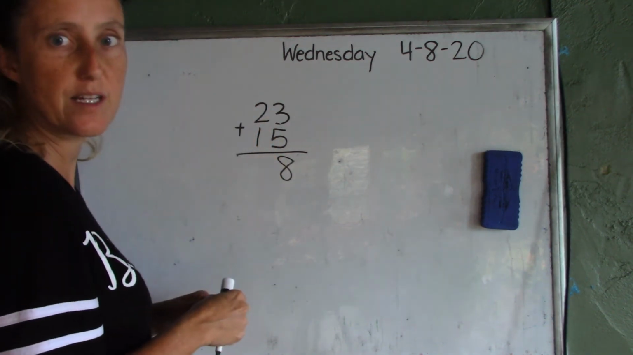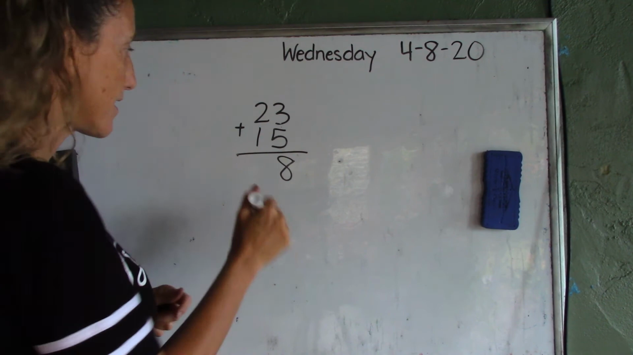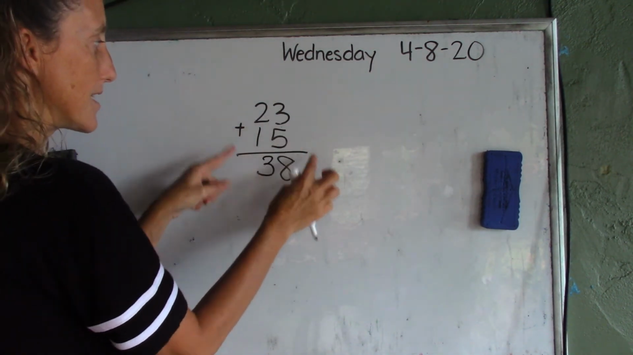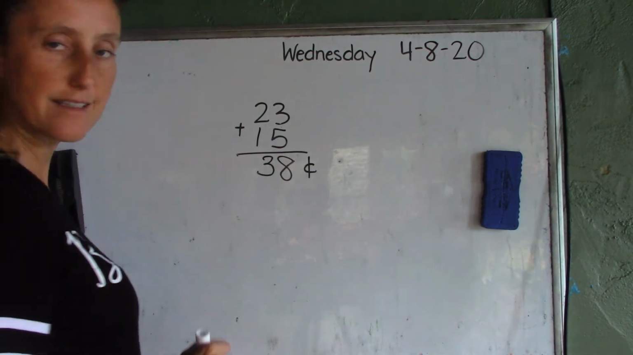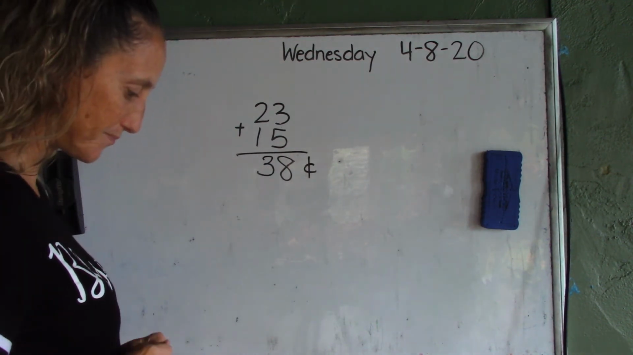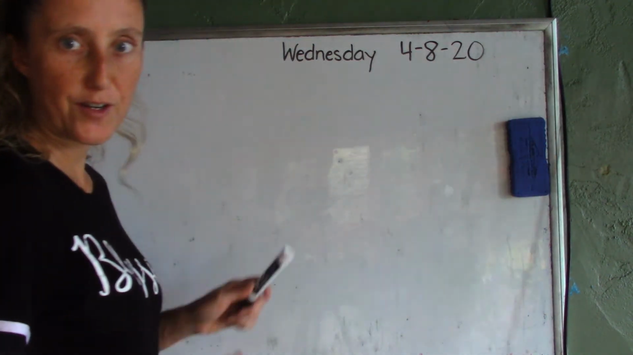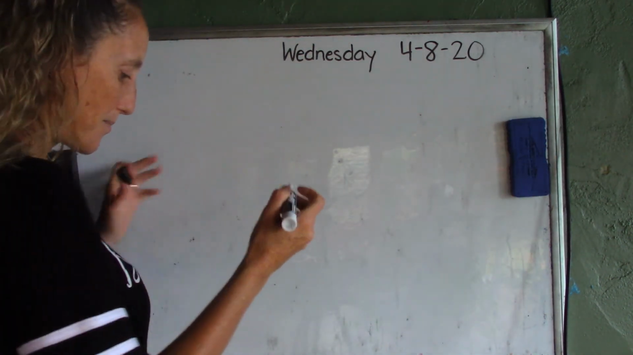What's 2 plus 1? 3, you got it, 3. So we've got 38. 23 cents plus 15 cents is 38 cents. Right? Great job. Okay.